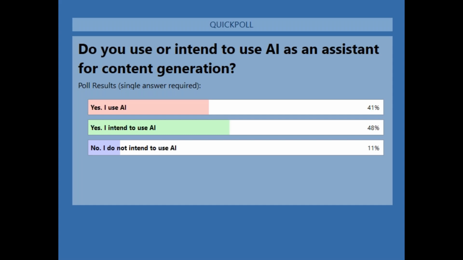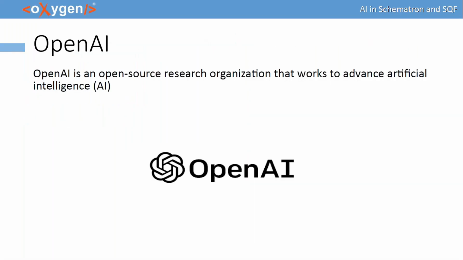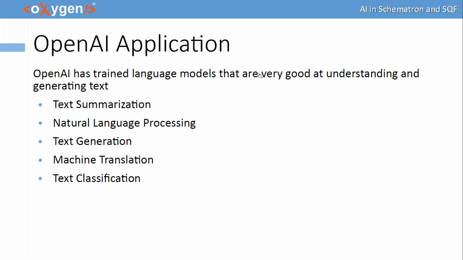OpenAI is an open source research organization that works with artificial intelligence, and they developed and trained algorithms especially for understanding and generating text. They are very good at text summarization, natural language processing, text generation, and also translation or text classification. You can also use OpenAI to generate code, for example.